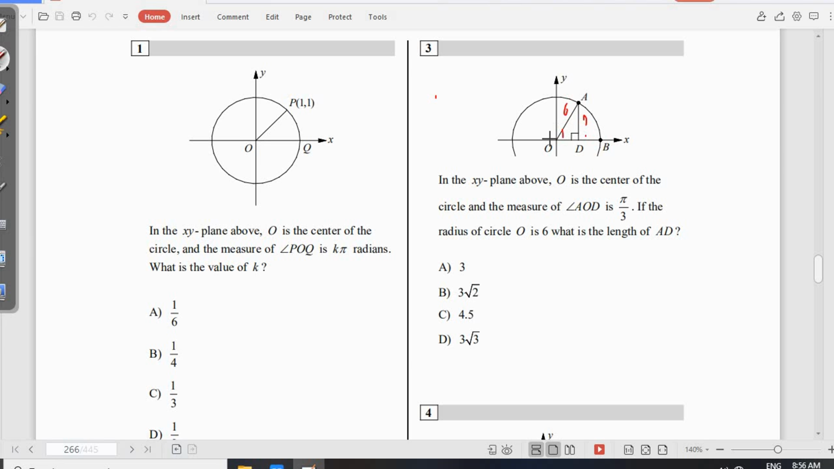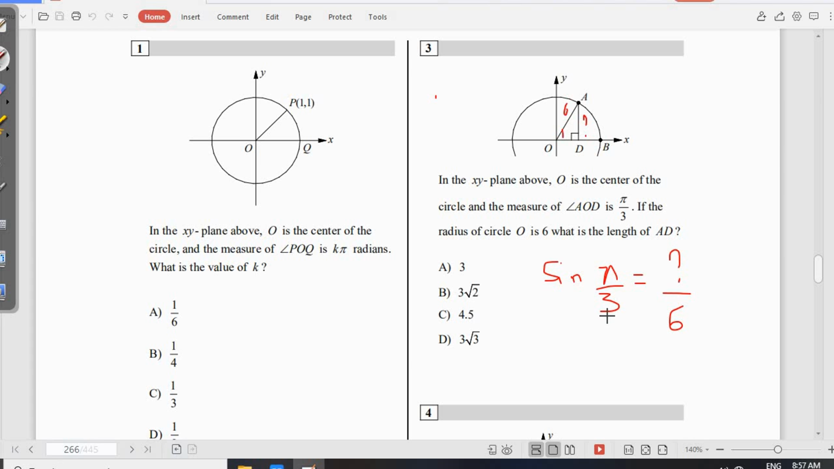So they're asking for this side. You can remember, this is opposite over hypotenuse. So you're using sine, opposite over hypotenuse. Sine of angle AOD, which is pi/3, is equal to opposite over hypotenuse. We don't know the opposite. AD is the opposite, over the hypotenuse 6.